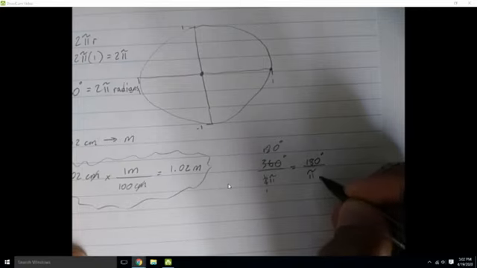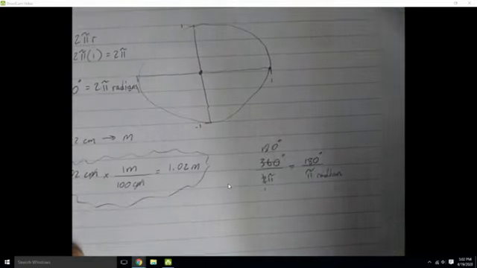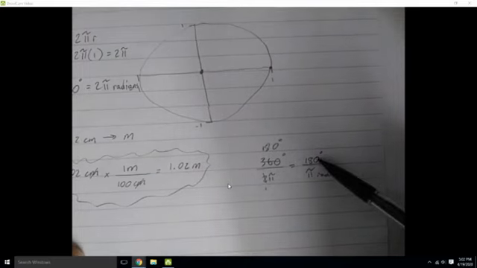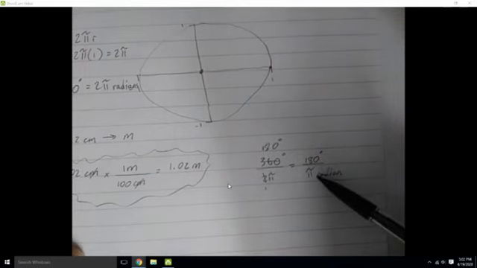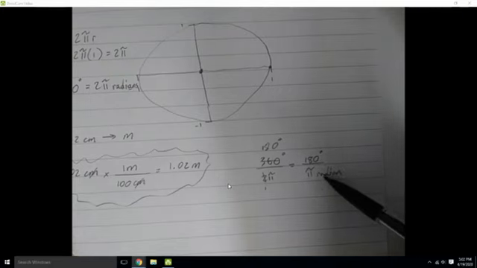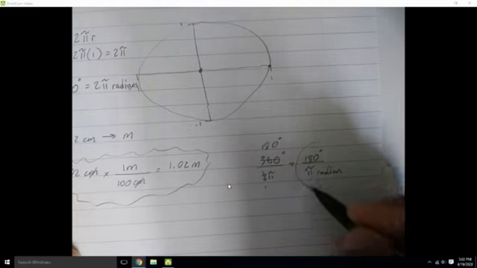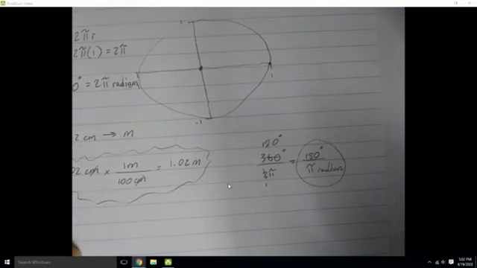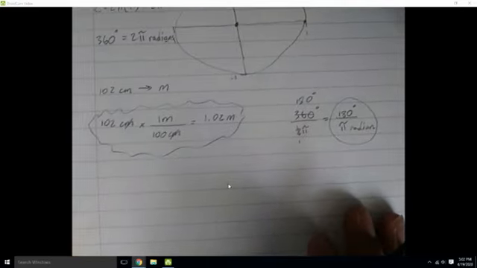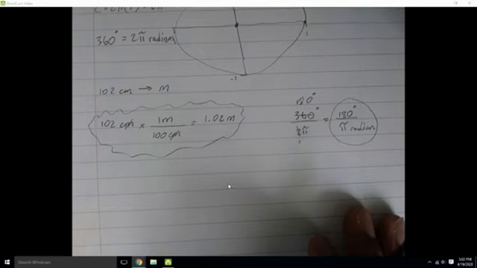Okay? So to go from degrees to pi, or from degrees to radians, you would use this conversion factor to do so, which is what we're going to do today. Okay?